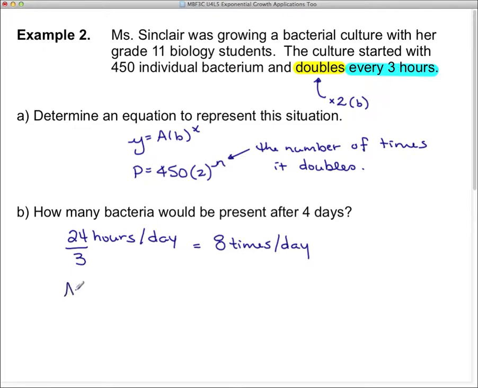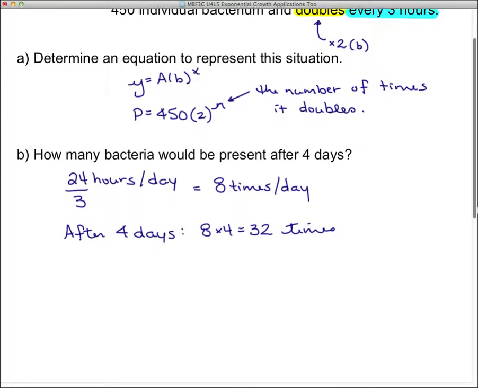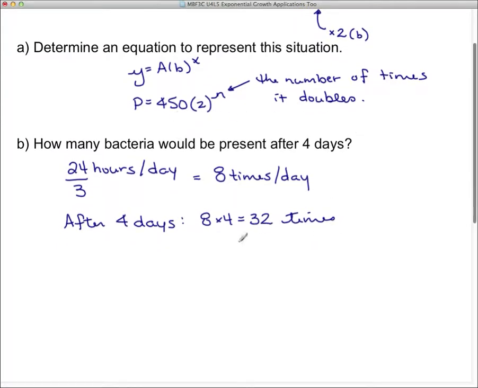Now, after 4 days, we will have to do 8 times 4, which is 32. So it doubles 32 times. So we have to do this little calculation before we can plug right into here. And now this is how many times it doubles, which we have to sub back up there in the exponent. So P equals 450 doubles 32 times. Now I have a sneaking suspicion this number is going to be big because 2 to the 32, that's a lot of bacteria.